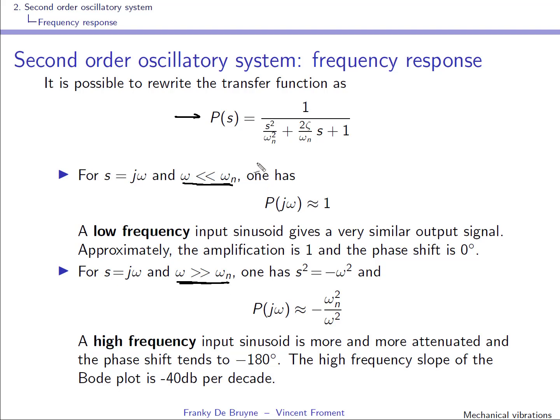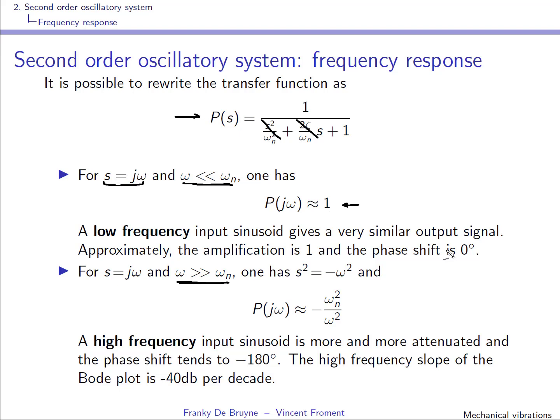Okay, let's look at the first example. Remember that we have to replace s by j omega. We obtain then a complex number, and we have to consider the modulus and the argument. Let's consider the case where omega is really small with respect to the natural frequency, and then you will see that these terms here will be very small, and you obtain an approximation of this transfer function. So you know that at low frequencies the transfer function is approximately 1, which means that the amplification is around 1 and the phase shift is around 0.